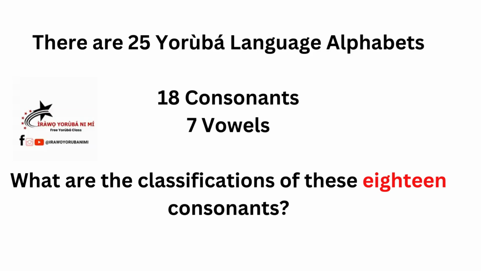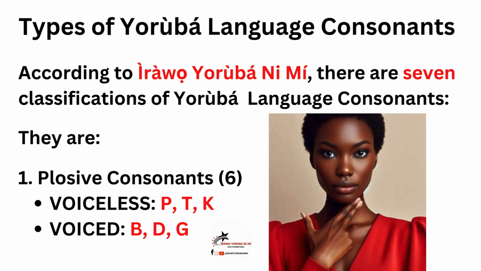There are 25 Yoruba language alphabets. Out of these alphabets, 18 are consonants, while 7 are oral vowels. Please watch Lesson 2 classes from the beginning to understand this class. What are the classifications of these 18 consonants? Types of Yoruba language consonants. According to Ìràwọ̀ Yorùbá ni mí, there are 7 classifications of Yoruba language consonants.